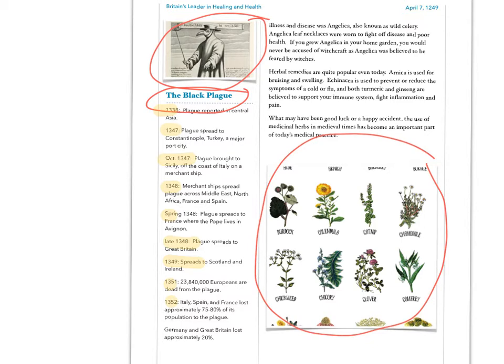So in this magazine, I have used a descriptive structure with my herbal remedies. I've used compare contrast with bloodletting and medicinal leeches, and lastly I've used a chronological structure to talk about the Black Plague.